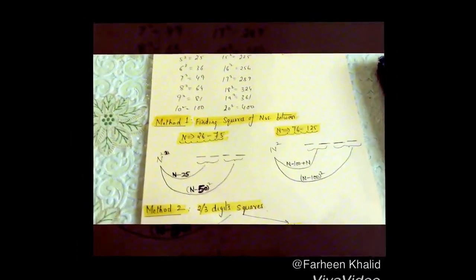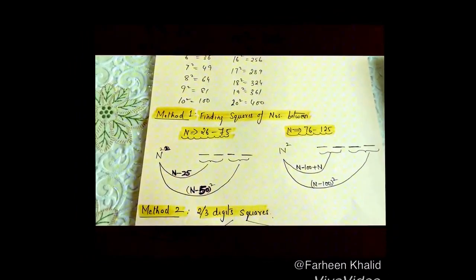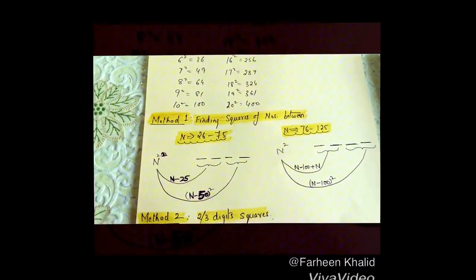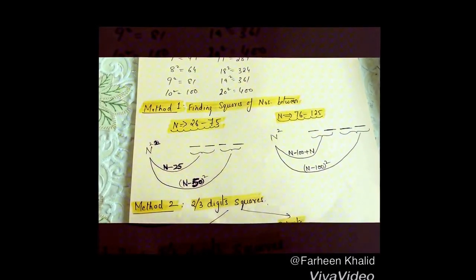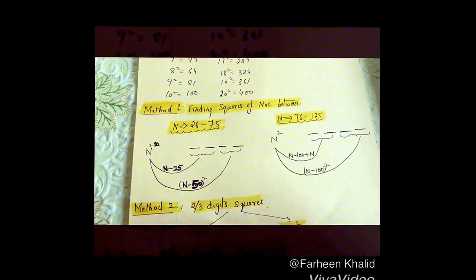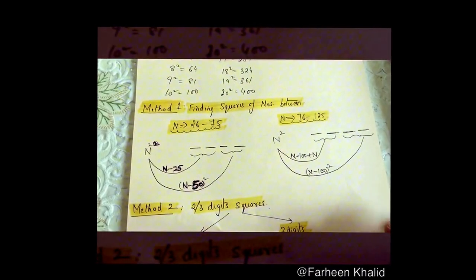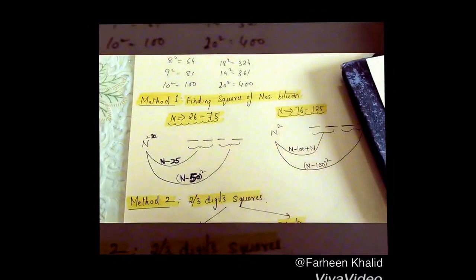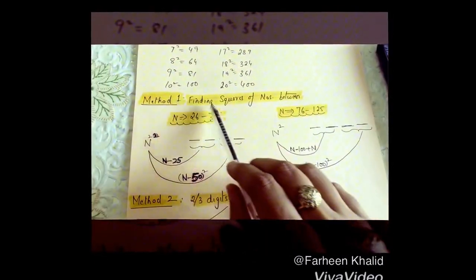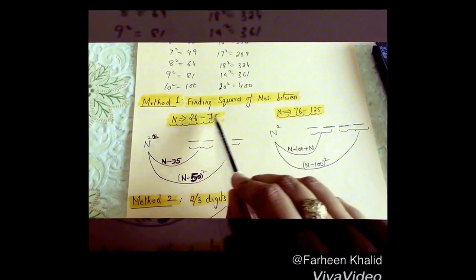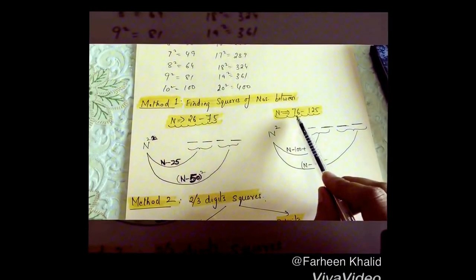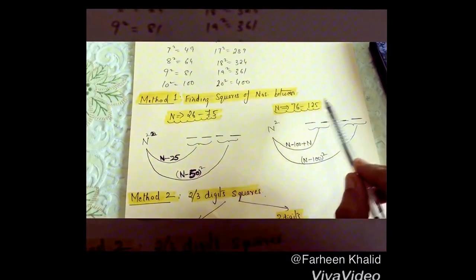Then I'm going to show you nearly 3 methods of finding squares, and you can follow all of them in different kinds of situations or numbers, or you can choose the one which suits you best. So let's start with the first one. The first method is finding squares of numbers between 26 to 75 and 76 to 125.